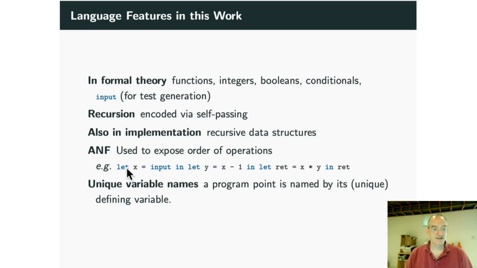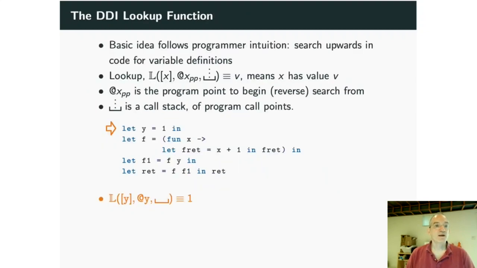The syntax we use is A-normal form, and here is an example. You can see in A-normal form, every operator's components are all atomic. This exposes the order, which is very useful because we're going to be running programs backwards, so reading right to left. It's very handy to know the order more explicitly. Also, variable names are unique. So here we have X, Y, and RET, and those serve as the program points because they're unique. So we'll use that to name points in a program.